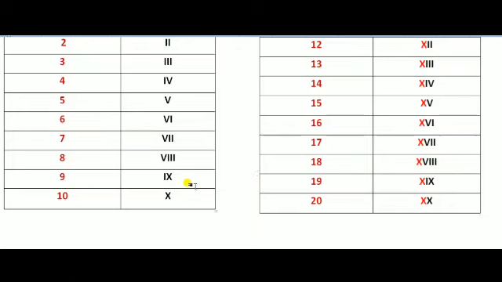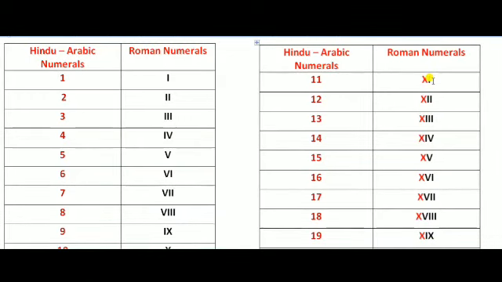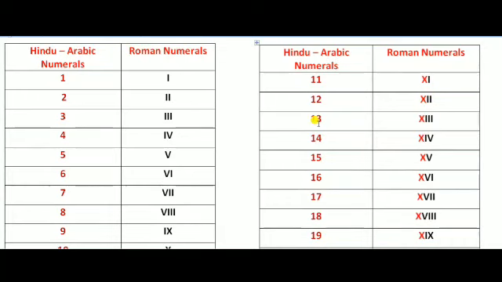Already the symbol for 10 is X. So see here, we are writing 11 as 10 plus 1, that is X plus I. So XI will be the symbol. Like this we will be proceeding further. 10 plus 2 is 12. 13 is 10 plus 3.